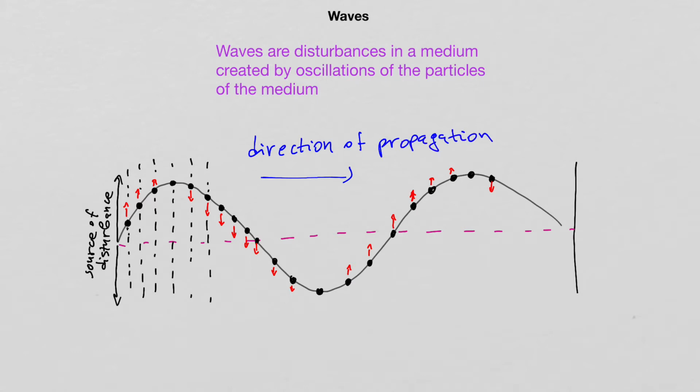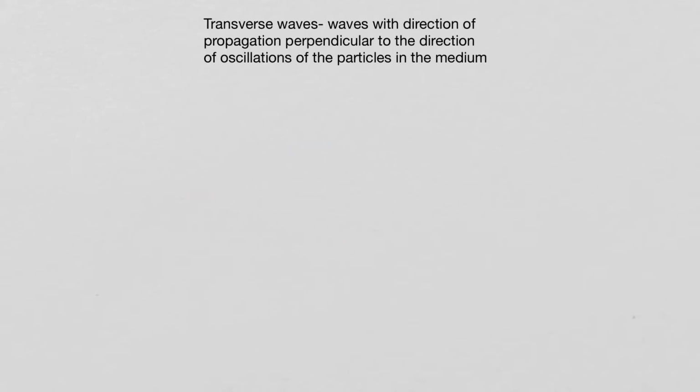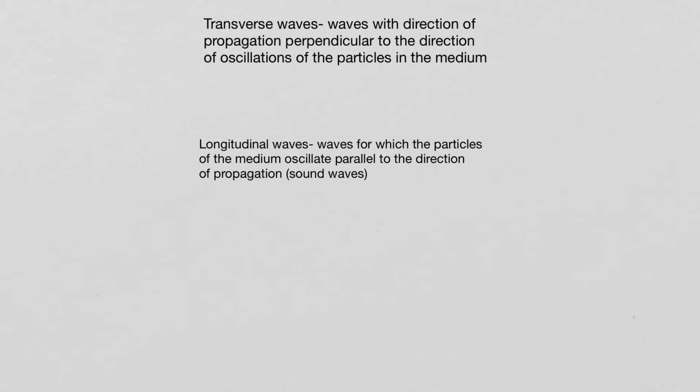So for waves for which the oscillation of the particles of the medium is perpendicular to the direction of propagation, we call those waves transverse waves. So transverse waves are waves with direction of propagation perpendicular to the direction of oscillations of the particles in the medium. We have a second type of waves, or second kind of waves, based on the direction of propagation and the direction in which the particles of the medium oscillate.